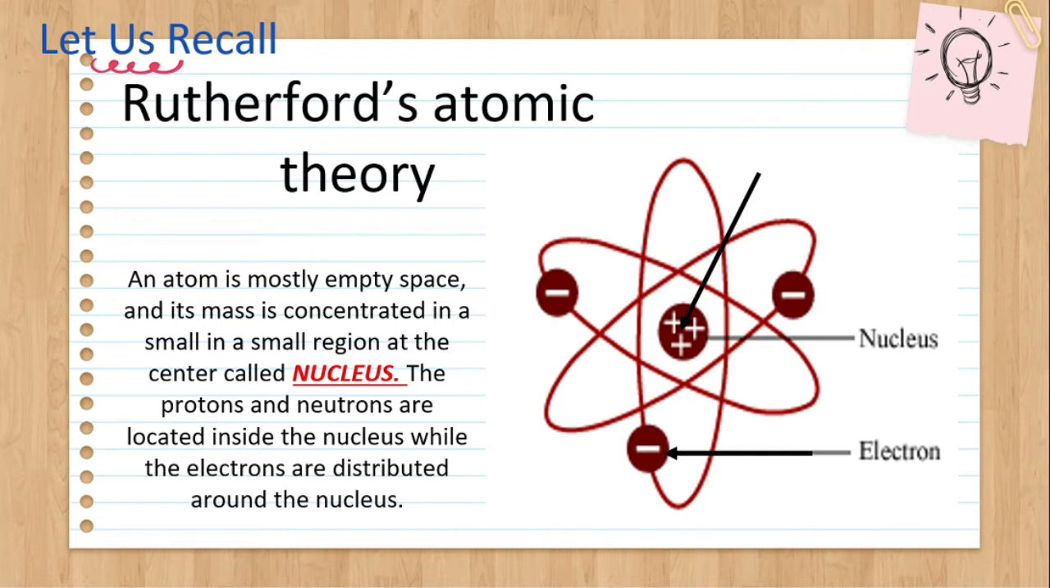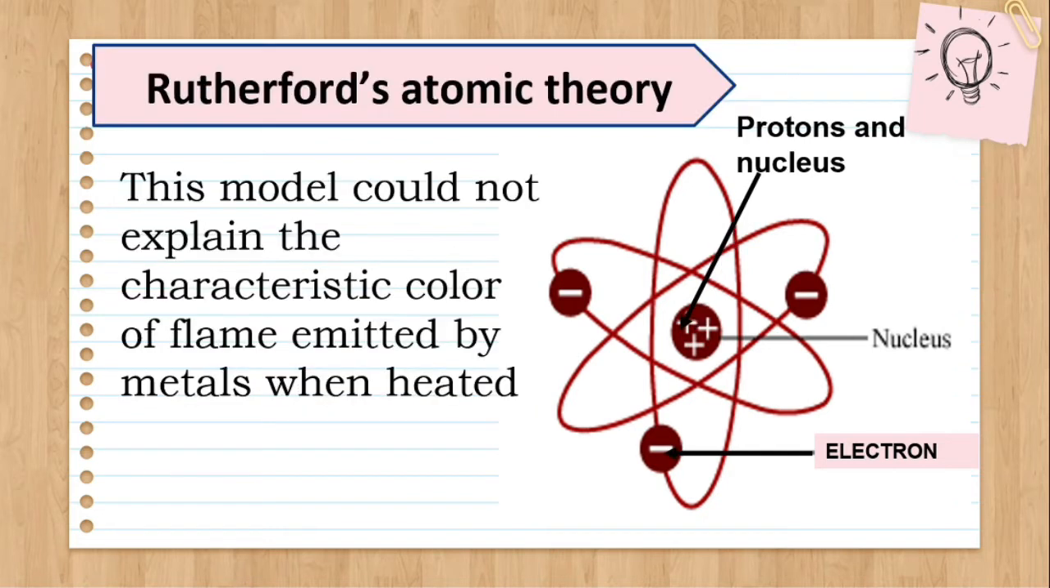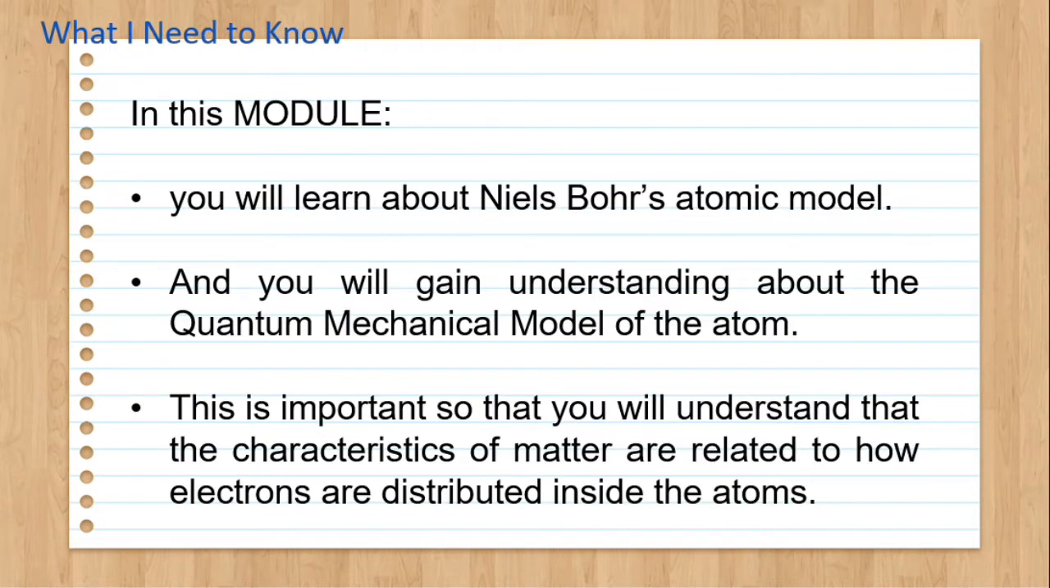According to this theory, an atom is empty space, and its mass is concentrated in a small region at the center called nucleus. The protons and neutrons are located inside the nucleus, while the electrons are distributed around the nucleus. However, this model could not explain the characteristic color of flame emitted by metals when heated. In this module, you will learn about Niels Bohr's atomic model. Furthermore, you will gain understanding about the quantum mechanical model of an atom.